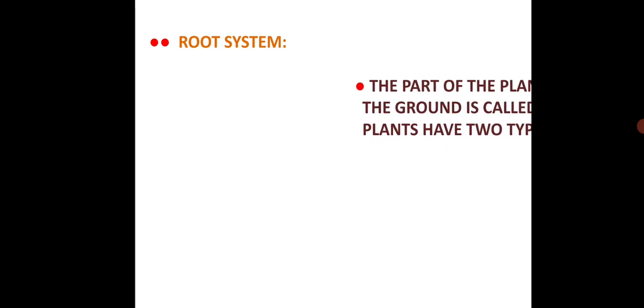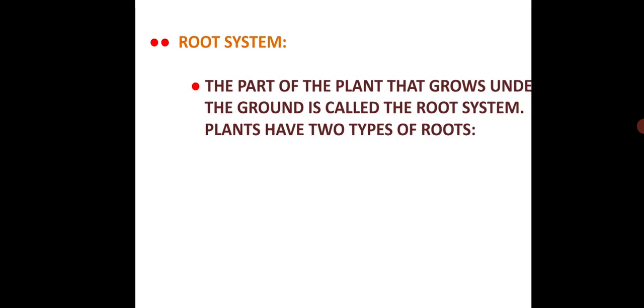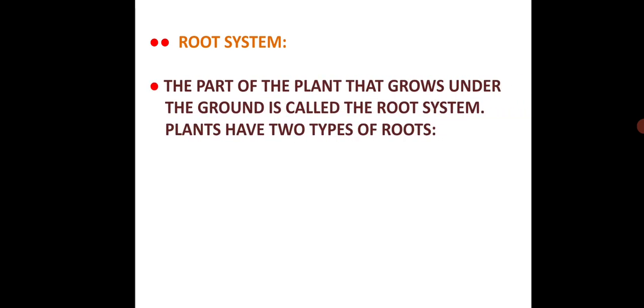The part of the plant that grows under the ground is called the root system. It always grows towards gravity and moisture, away from the light. Types of roots. Plants have two types of roots, taproot and fibrous roots.